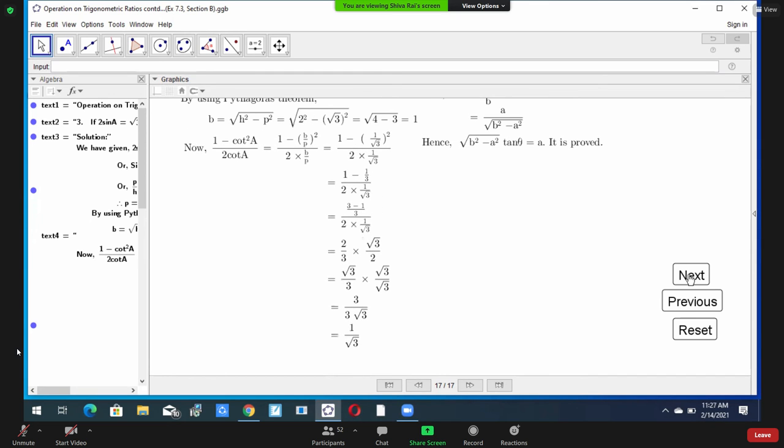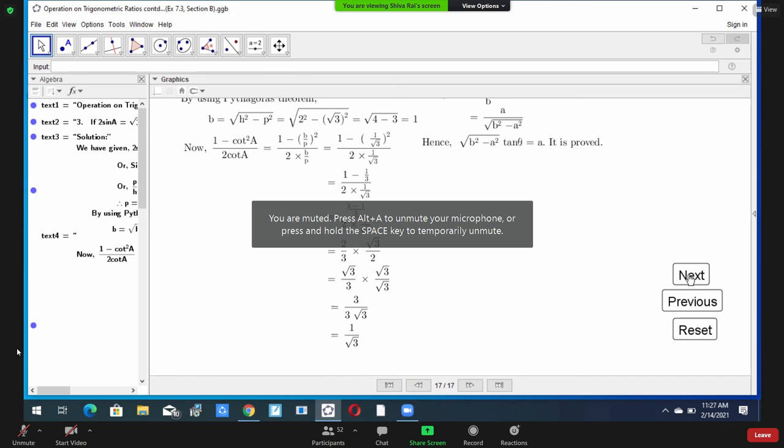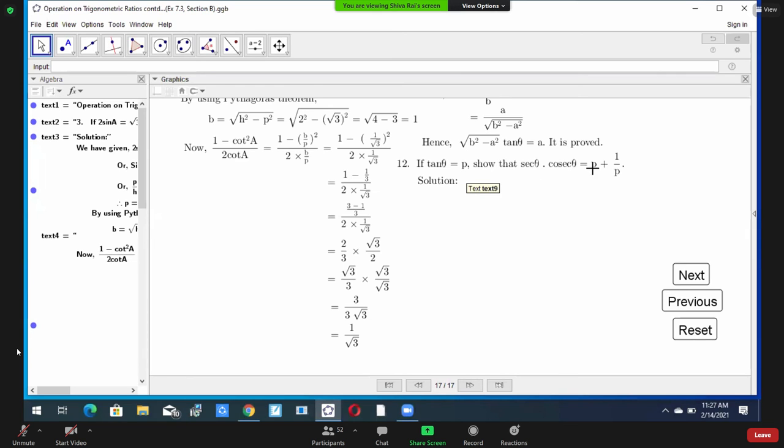Okay, last one, B. Sec theta into cosec theta equals P plus 1 upon P. How to do it? Okay, if you got the idea about these three problems, you can do the others.